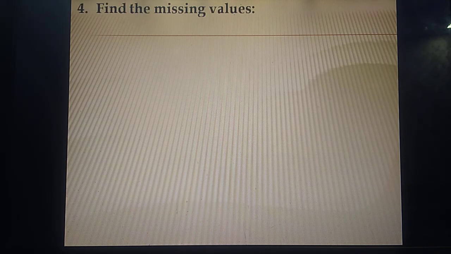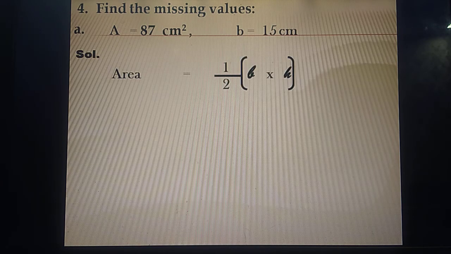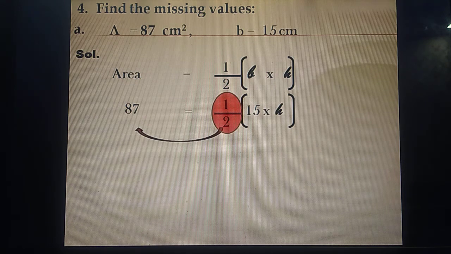Moving to question number 4, find the missing values. Area of a triangle is given to you and the base value is given to you. Now we will use the formula for area of a triangle as half into base into height. Area is 87, base is 15 and H will come as it is. Now, first you are supposed to shift the value which is outer of the bracket. Here 1 upon 2 is outside of the bracket. You will shift it. Shifting a fraction means shifting a reciprocal of it. We will get 15 into h as 87 into 2.